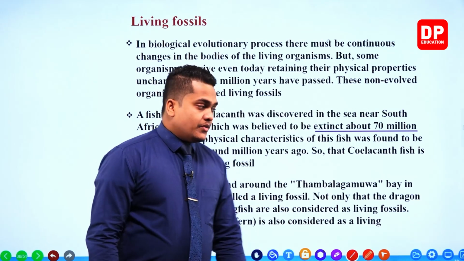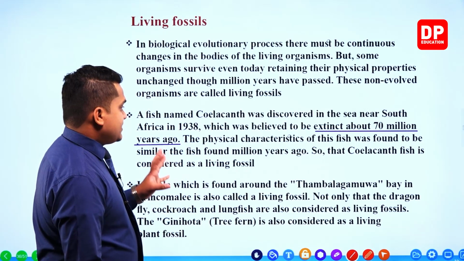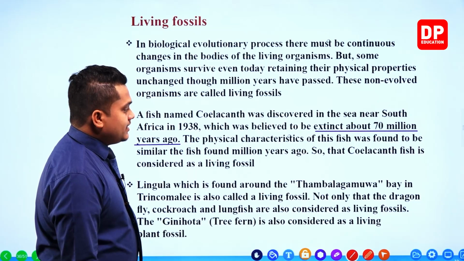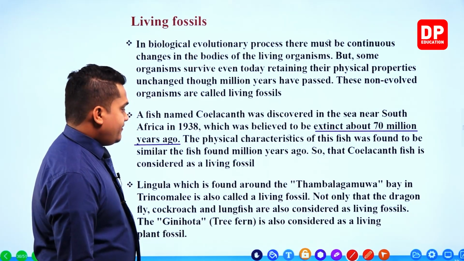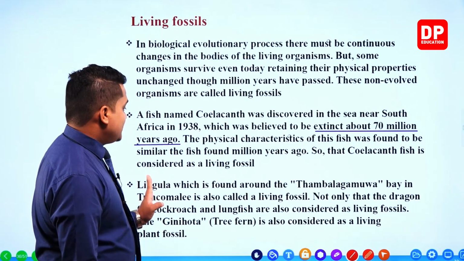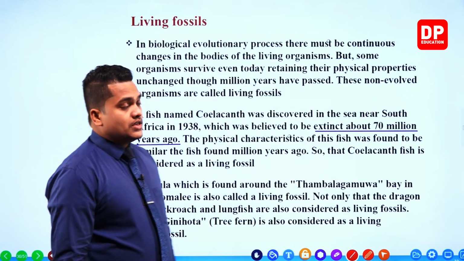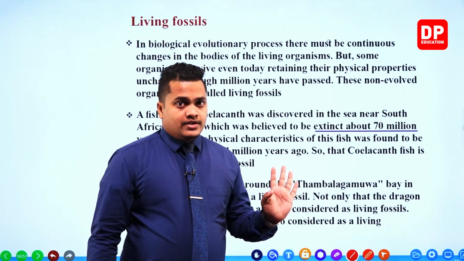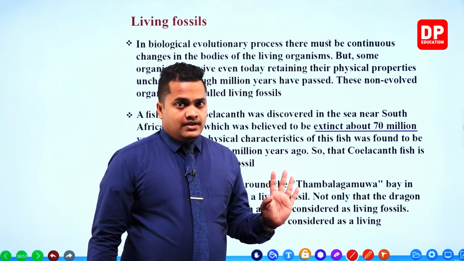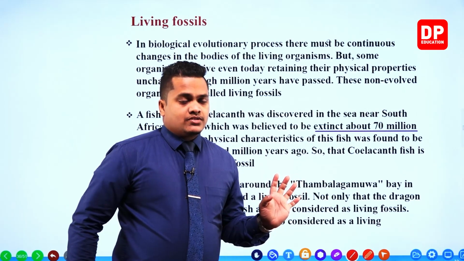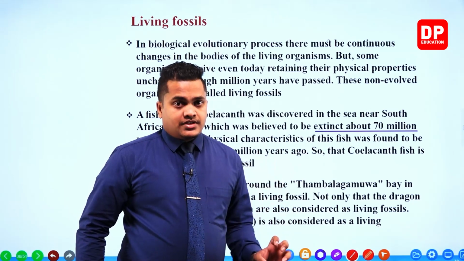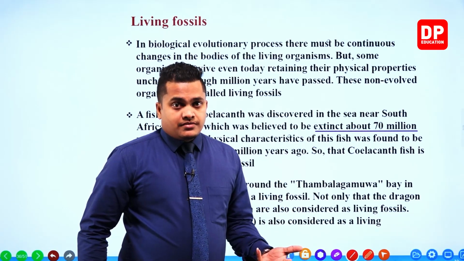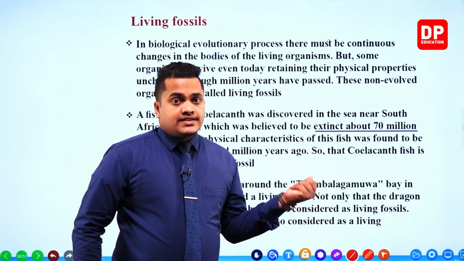Right then. Here it is given that the physical characteristics of the fish were found to be similar to the fish found millions of years ago. So the coelacanth fish is considered a living fossil. Therefore, the coelacanth fish is called a living fossil, right? It's because their body structures haven't changed even though 70 million years have passed. That is why it is considered a living fossil.